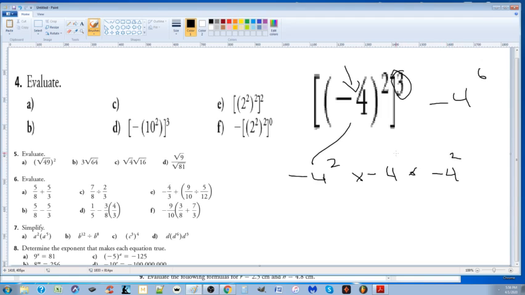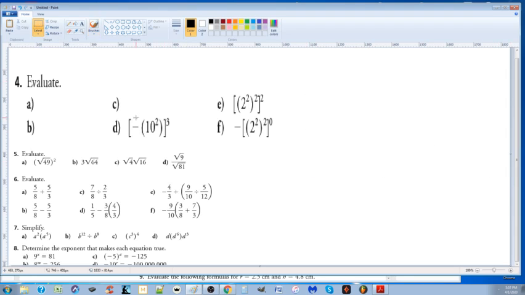Okay? So it's minus 4 times minus 4 is positive, but then times minus 4 is negative. So you get minus 4. And then 2 plus 2 plus 2 is 6. Same answer. So we're going to skip stretching it out now that we've proven exponent of exponent works. We're going to do this one.